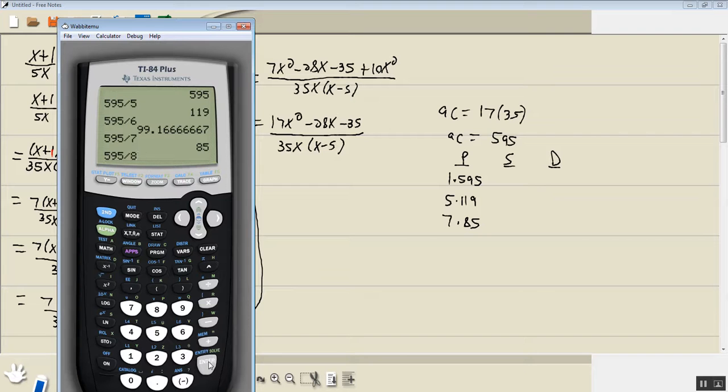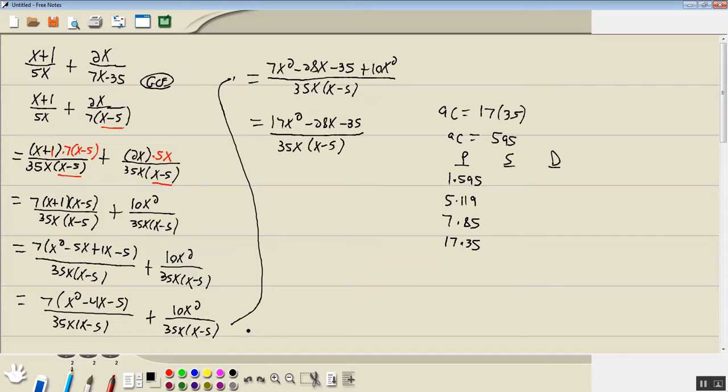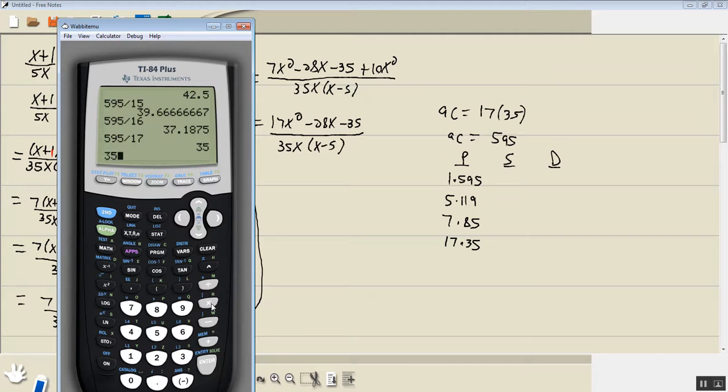595 divided by 8, by 9. It's not divisible by 10. 595 divided by 11, 12, 13, 14, 15, 16, 17. 17 times 35. What do you know? 35 minus 17? 18, not 28.